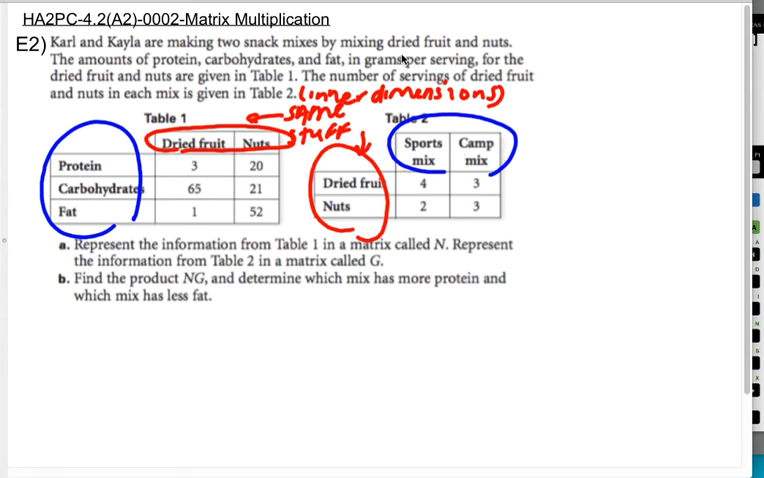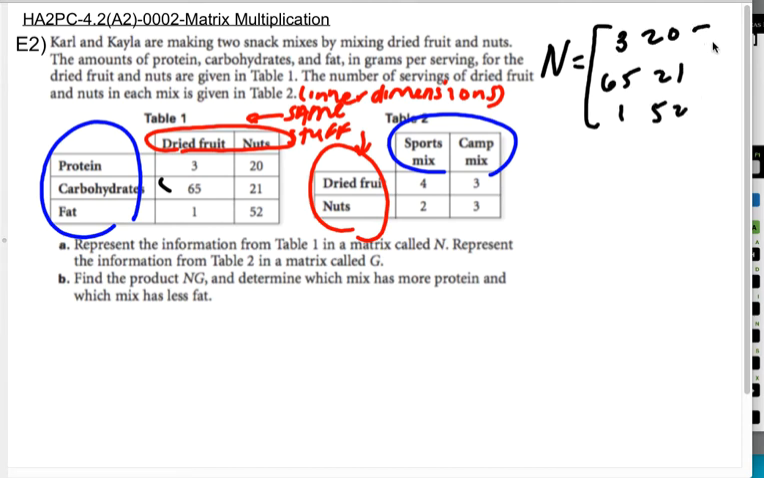So let's go ahead and do the first thing they ask. The first thing they ask is for us to make a matrix N, where we literally just write these 6 numbers, right? So we're going to write these 6 values in order. So N is going to be 3, 20, 65, 21, 1, and 52. And my G is going to be 4, 3, 2, and 3. And they want us to multiply the two of them together.